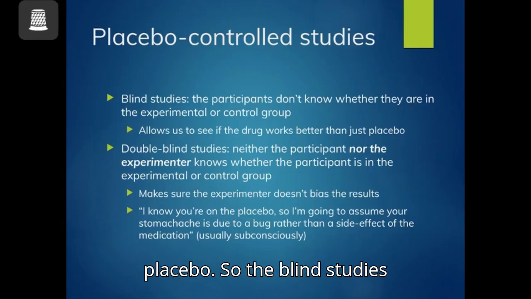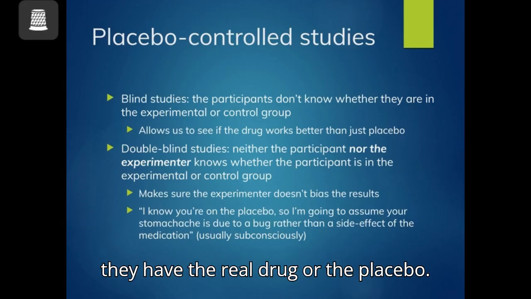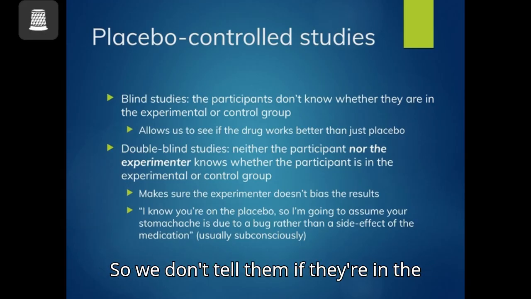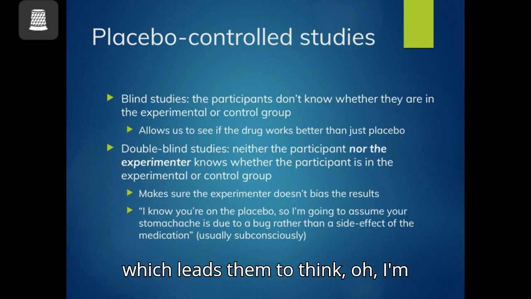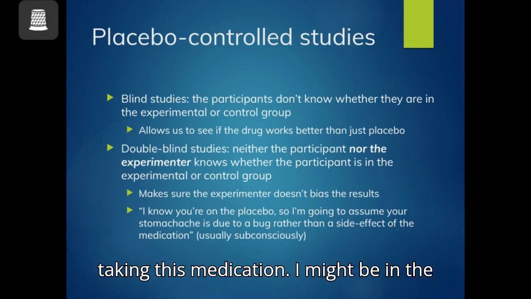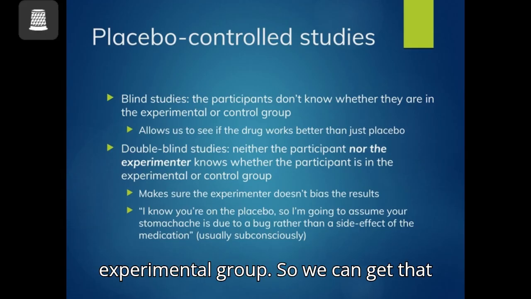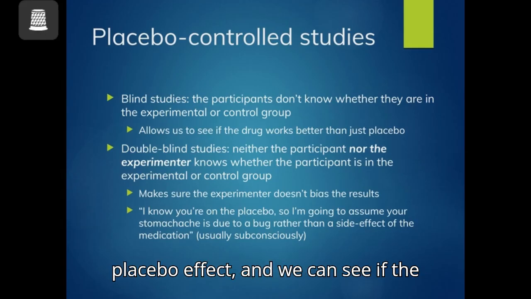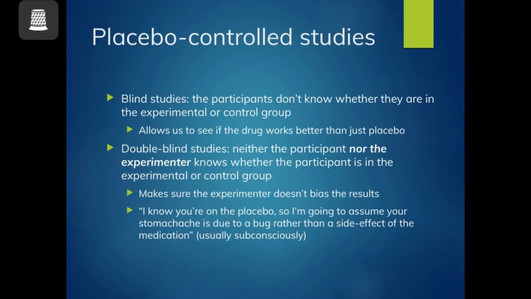So the blind studies don't let the participants know whether they have the real drug or the placebo. So we don't tell them if they're in the experimental group or the control group, which leads them to think, oh, I'm taking this medication. I might be in the control group, but I could also be in the experimental group. So we can get that placebo effect and we can see if the medication works better than the placebo.